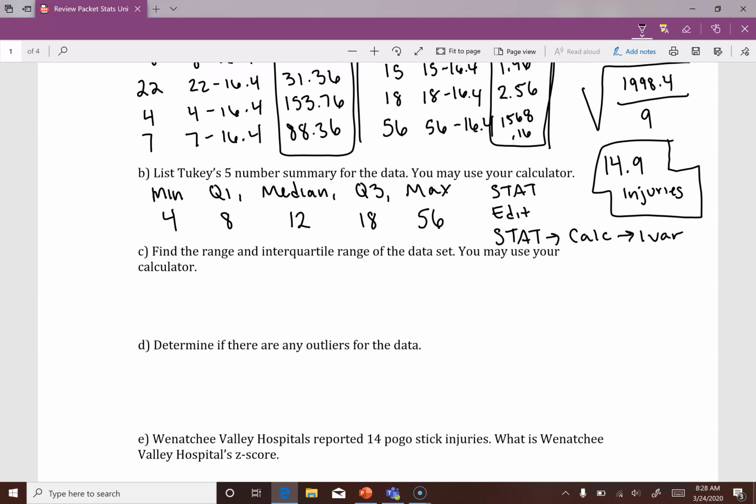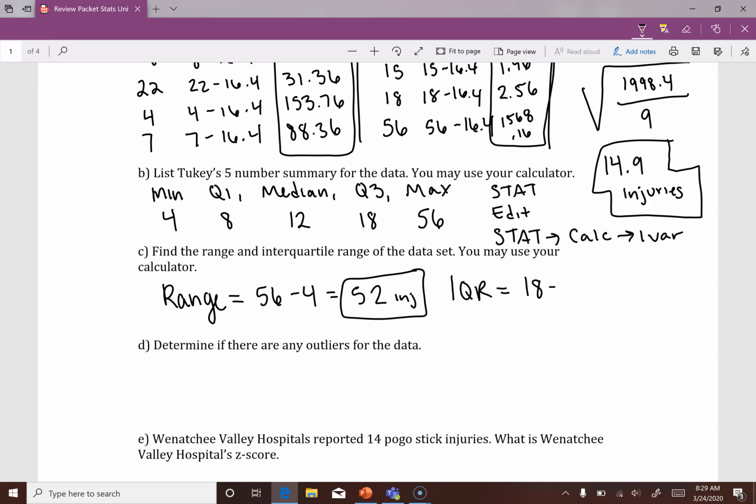Find the range and interquartile range of the set. So a range is simply going to be max minus min. In this case, that's 56 minus 4, which is 52, and that's 52 injuries. The IQR, however, is going to be Q3 minus Q1. In this case, my Q3 is 18 and my Q1 is 8, and that's going to give me 10 injuries.